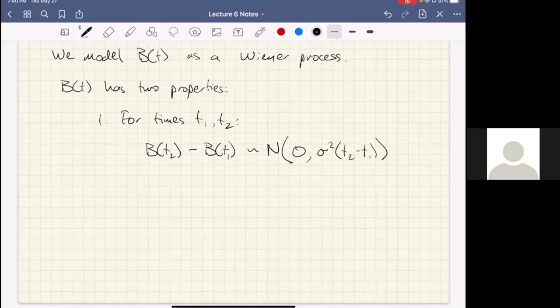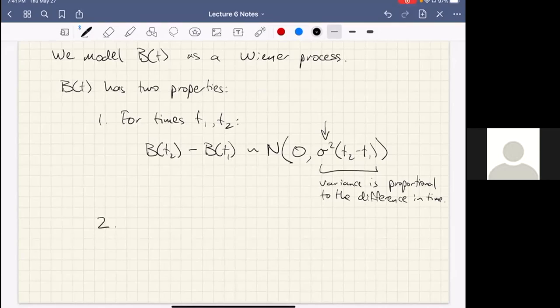So notice that variance is proportional to the difference in time, with the constant of proportionality being sigma squared. We'll talk a little bit about sigma squared in a minute. It has a nice physical meaning, but we'll just leave that for now.